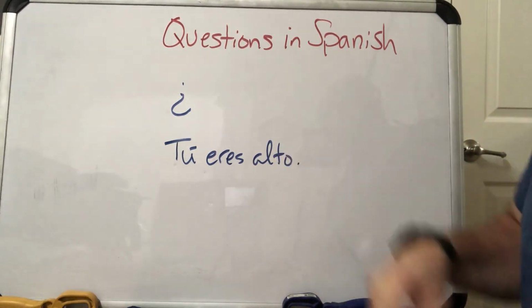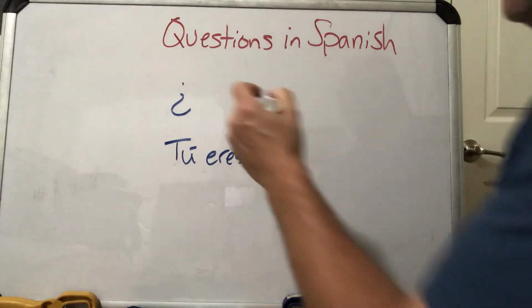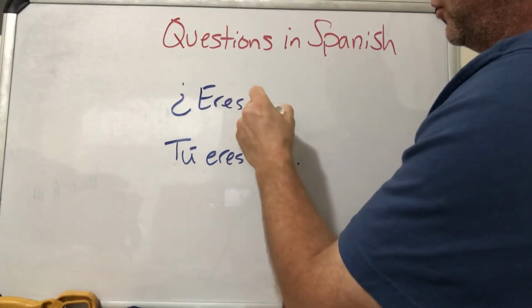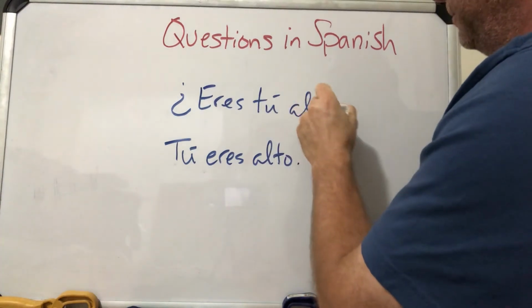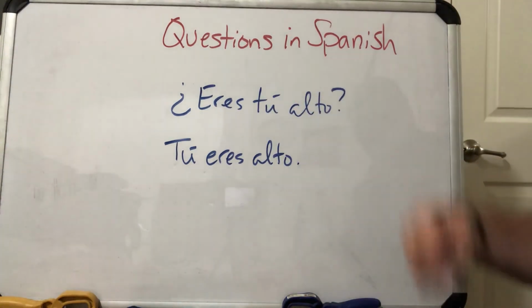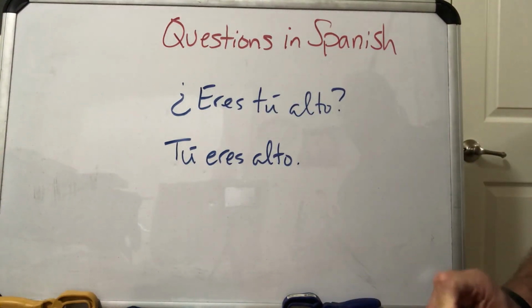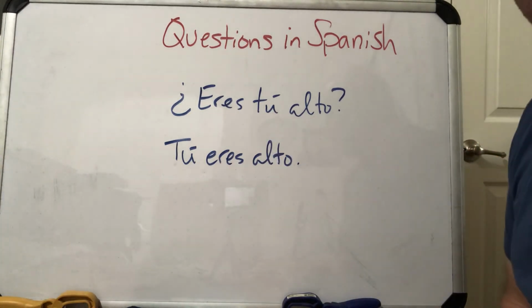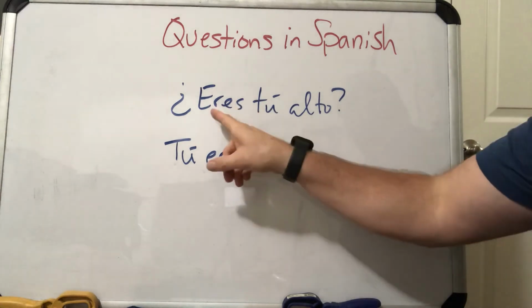If we're going to make this into a question and say, are you tall? Then we'll put the verb first. ¿Eres tú alto? And then there's my question. Okay, notice I move my subject after the verb. Okay, so a lot of times you'll see that, and sometimes it won't come.